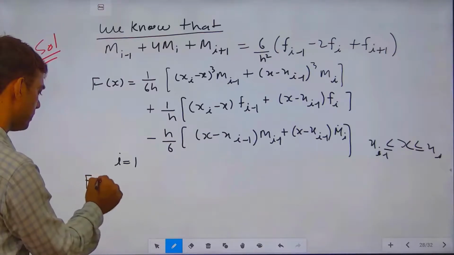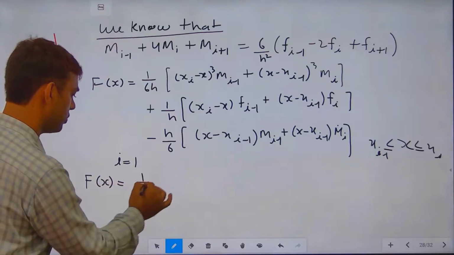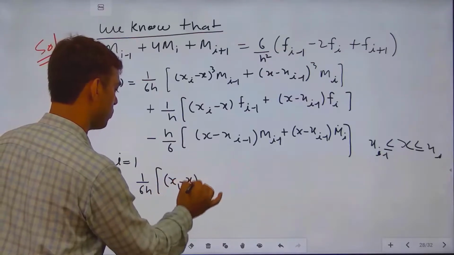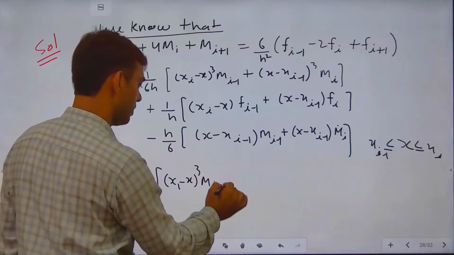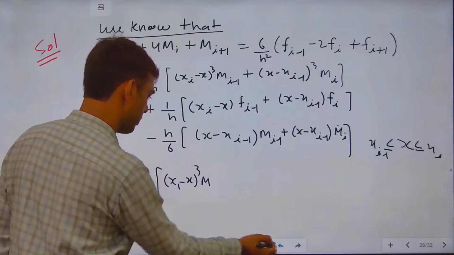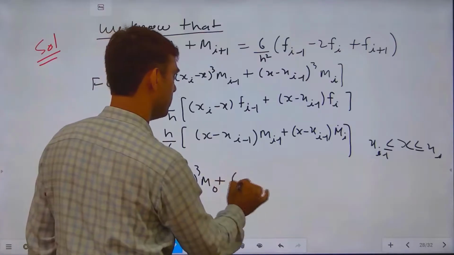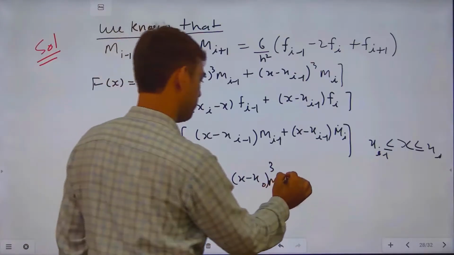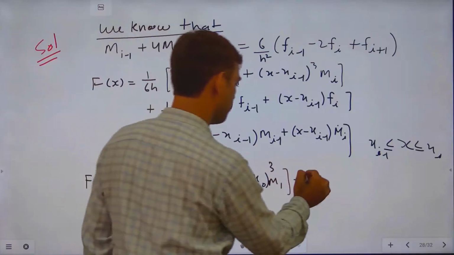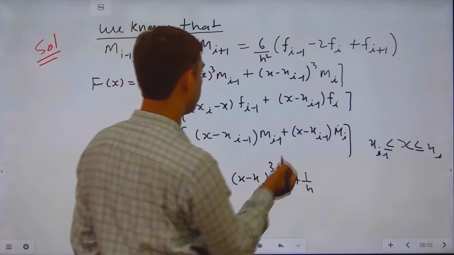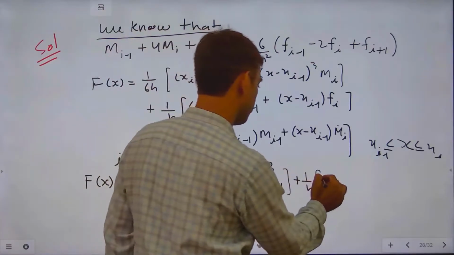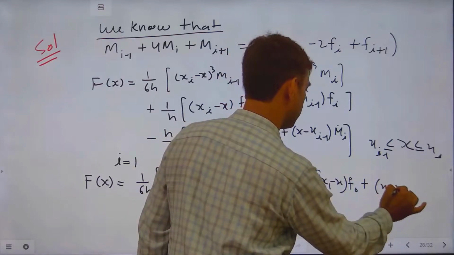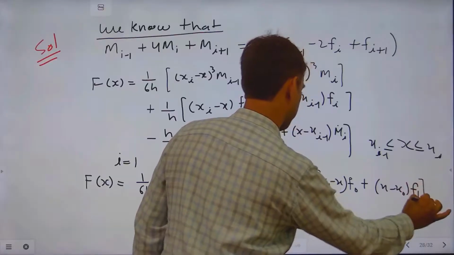f(x) becomes 1 upon 6h times (x1 minus x) whole cube m(i-1), or m0, because i equals 1, plus (x minus x0) whole cube m1, plus the second term, 1 upon h times (x1 minus x) f0 plus (x minus x0) f1. This is the second term.